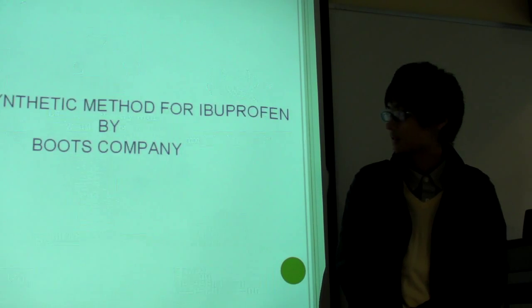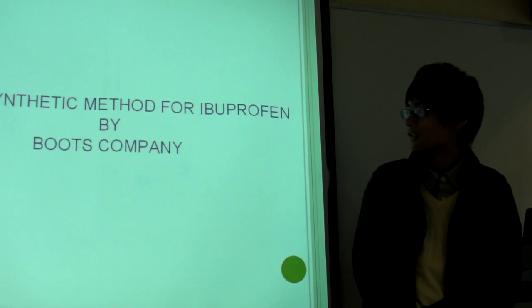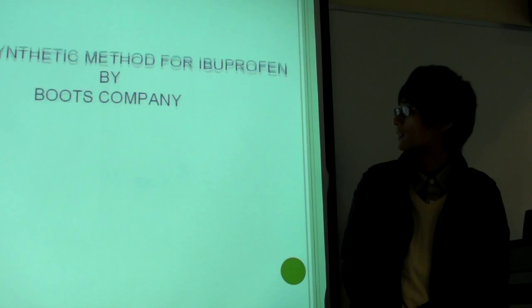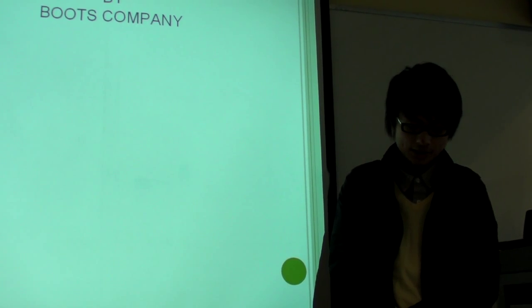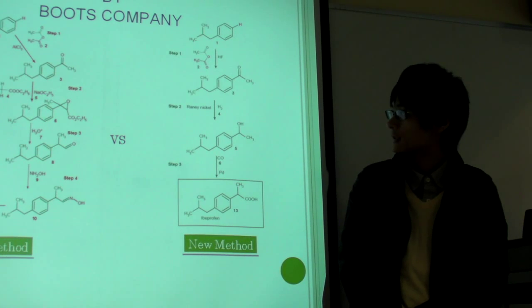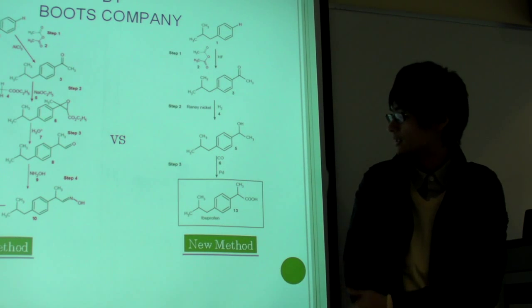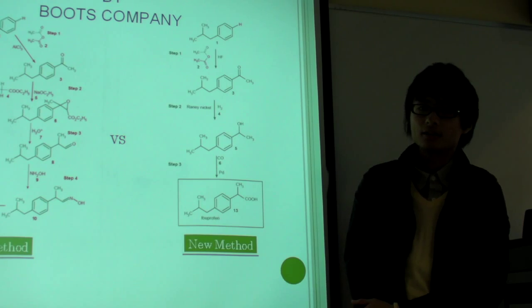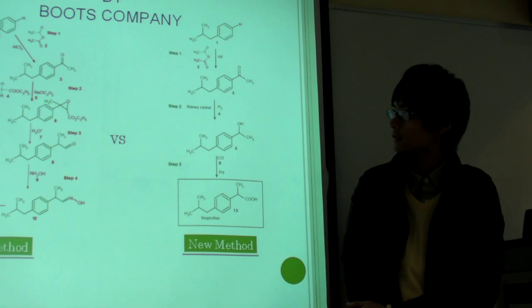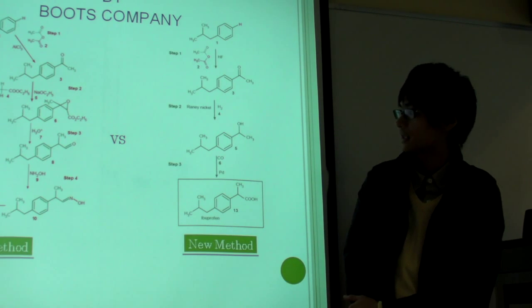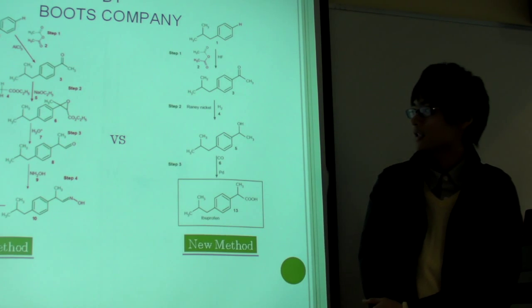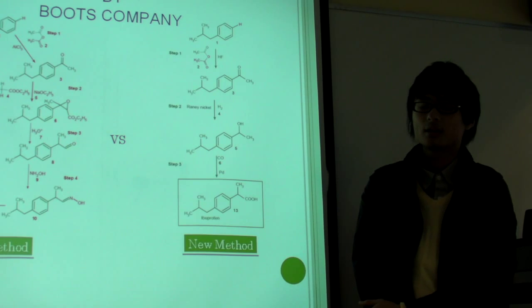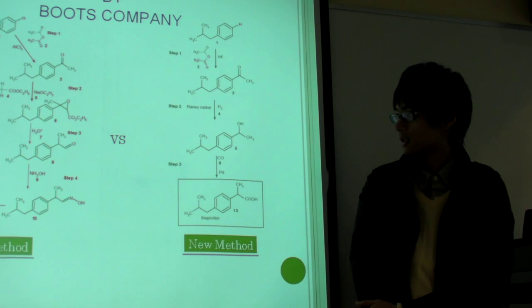Okay, now let's talk about something in more detail. First, we will talk about the new synthetic method for ibuprofen by the Boots company. This is a very common painkiller. You can see the old method and the new method on the slide. Even if you are not too familiar with chemistry, it is easy to understand that if the reaction contains fewer steps, the percentage yield will be higher and the reaction rate will be faster.